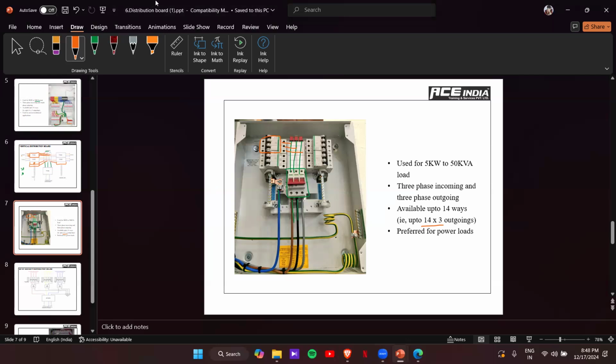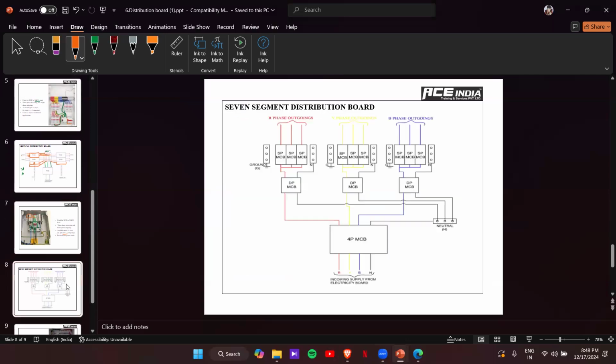Clear? Then finally we have the 7-segment DB. The 7-segment DB is actually similar to our TP and DB itself because it has a three-phase incoming and single-phase outgoing, right? But the major difference is why it is called 7-segment: you can see 1, 2, 3, 4, 5, 6, 7. So that's why it's called 7-segment DB.